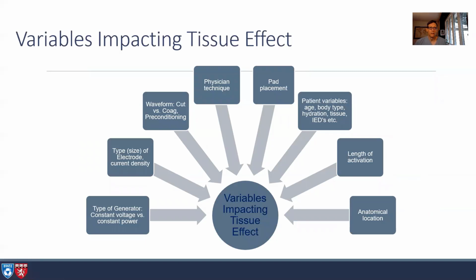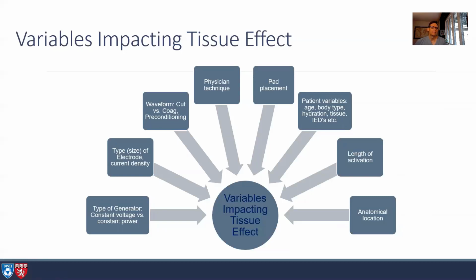Finally, what other variables are impacting tissue effect? Well, we've alluded to some of this already. Type of generator is important, waveforms, of course. The type of electrode you're using. So what type of electrosurgical knife, how small is it? The smaller it is, the greater the current density. Physician technique, using the tip of the knife is typically better. Again, focusing that tissue current density.